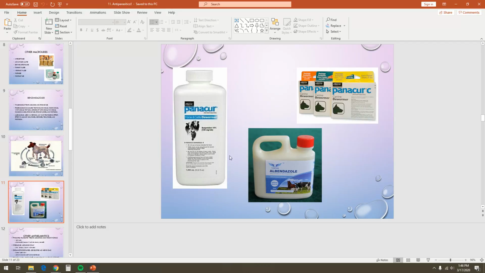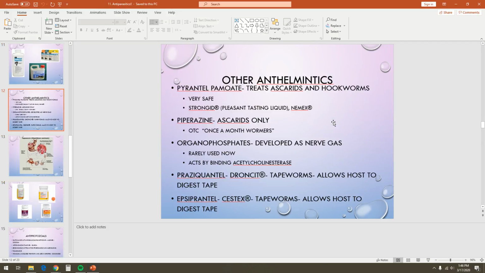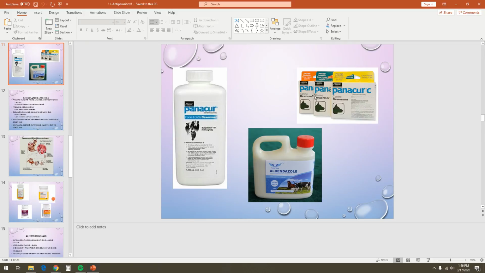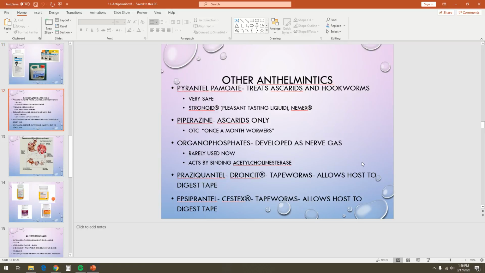So here's Panacur. Here's the liquid. Ooh, too far. Here's our powder here. These are the nice little fancy packets. Sometimes it's in a giant tub, and then you have to dispense the granules depending on your clinic. Usually the tub's cheaper. These are more expensive. Albendazole right there. Usually we'll give them liquid doses of that.